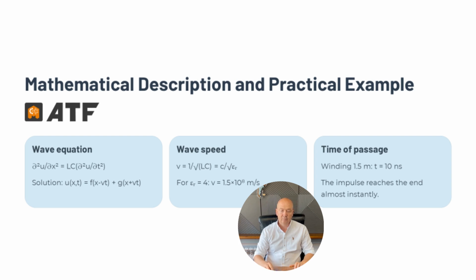Practical example: impulse voltage of 250 kilovolts with a rise time of 1.2 microseconds. Winding length of 1.5 meters, dielectric permittivity given. Wave propagation speed calculated accordingly. Time for the wave to travel the full winding length determined. The impulse reaches the winding end almost instantaneously, causing reflections.